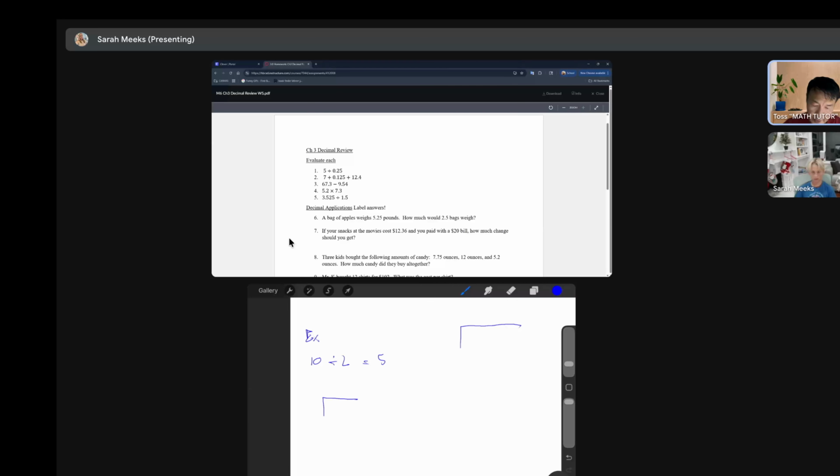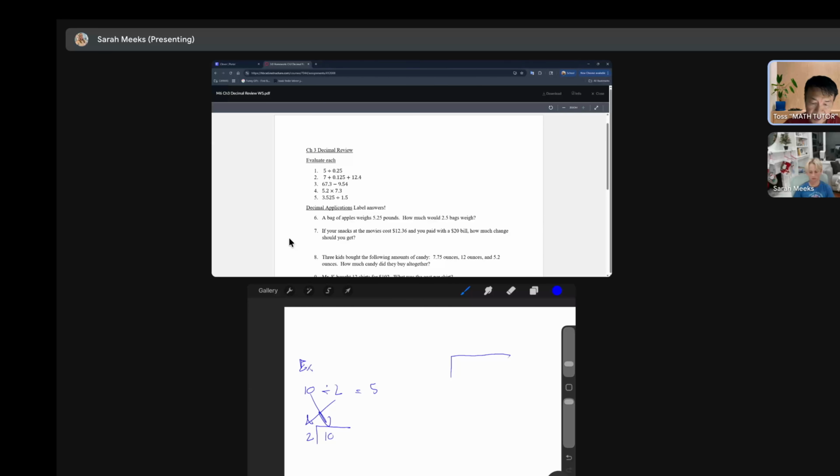Okay. You know that you have to do 10 here and then 2 out here, right? Like that. That means the first number from left to right has to go inside the house. There's another way, by the way, if you're comfortable with fractions. For example, 10 divided by 2 can also be written as a fraction.